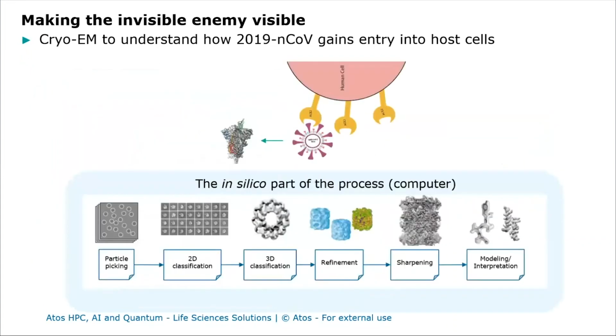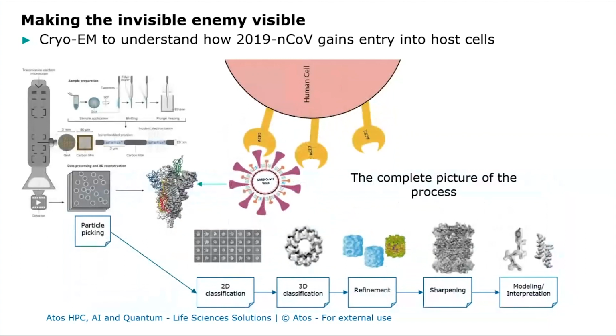In the in silico part of the procedure, it is necessary to process the images taken in the laboratory, which requires heavy computational methods. To get the 3D model of the protein, thousands of molecules need to be generated first. On the slides, you can see the different steps that are necessary in this process. These include particle picking, which is a technique used to obtain individual particles from an image. This can be achieved, for example, through machine learning methods. The next step includes 2D and 3D classification, refinement, sharpening, and finally the modeling and interpretation.